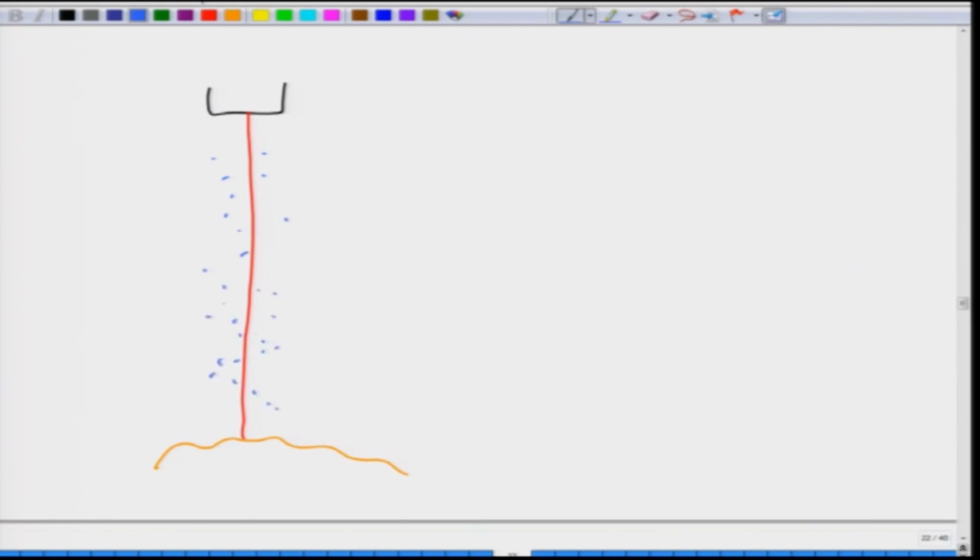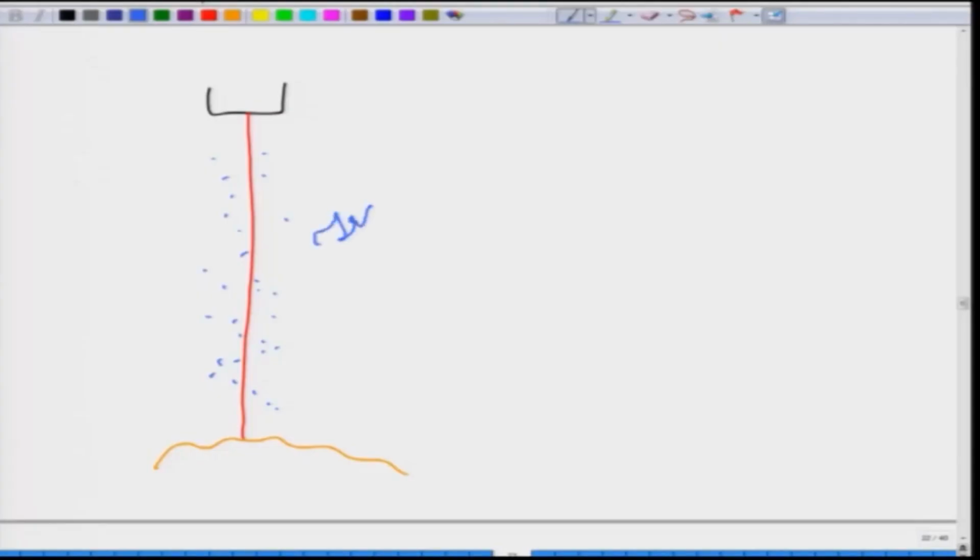Now, suppose the wavelength of the laser is such that it interacts with the medium in such a way that it gets absorbed. In that case your laser beam will not be able to reach the surface. So, you want a particular wavelength at which the medium is transparent. So, that is the first requirement.